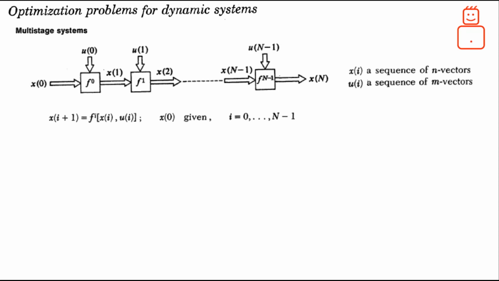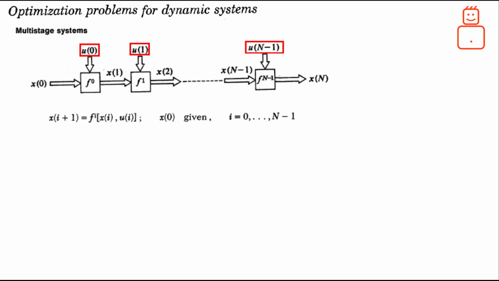The real question here is how to choose the values of the control action vectors u of 0, u of 1, all the way to u of n-1. As we are dealing with optimal problems, we can say that we need to choose those control vectors u of i that minimizes some index of performance given as the J function.